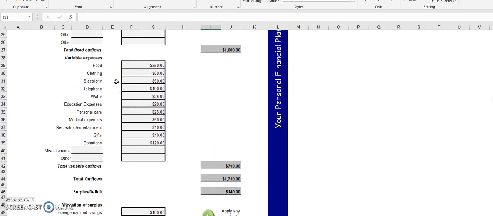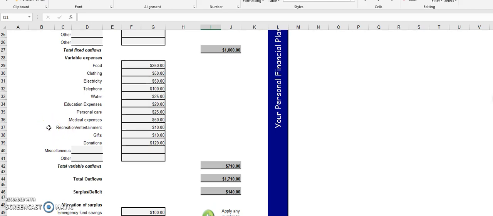Let's look at variable expenses, those that change regularly. These may be different for you, but this is just an example. Let's say for food, I spent $250 in July. Clothes, I spent $50. Electricity, $50. Telephone, $100. Water, I spent $25. Say I had some education expenses. I bought some school supplies, and that was $20. Personal care, haircut, toothpaste, whatever, personal care items for $25. I had a prescription I had to fill, or maybe I had to make a trip to the doctor. Medical expenses would be $50.